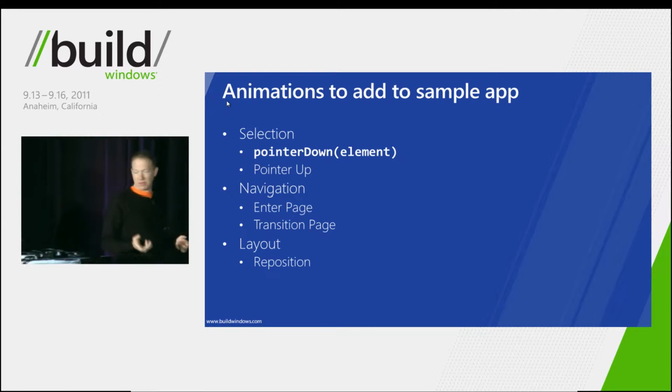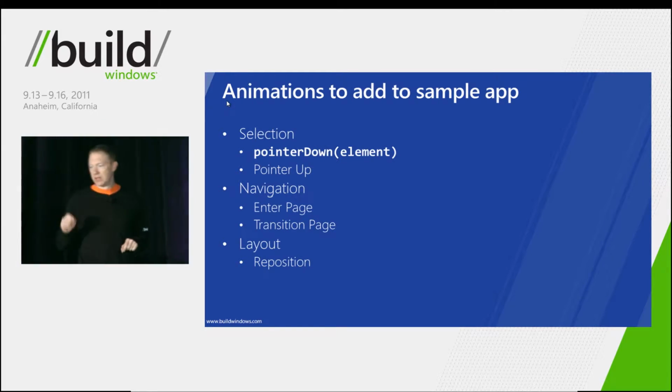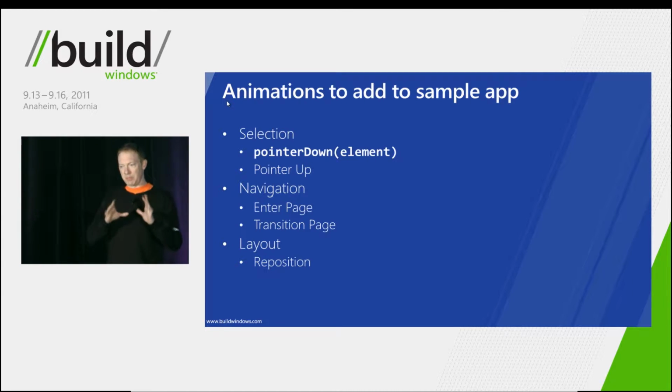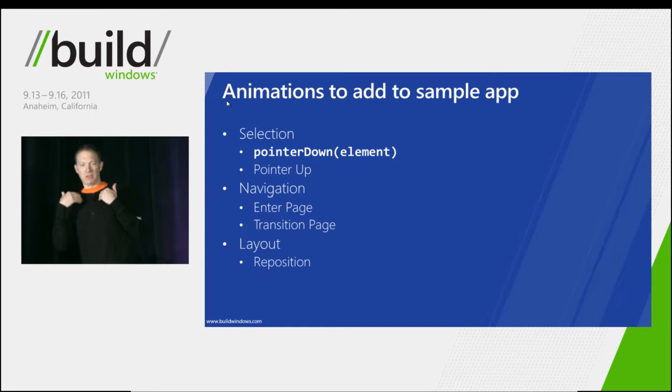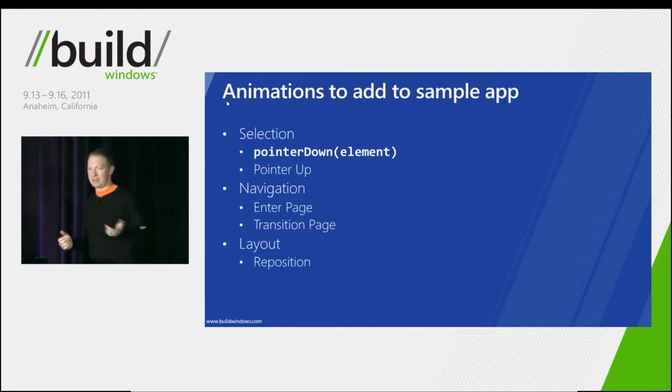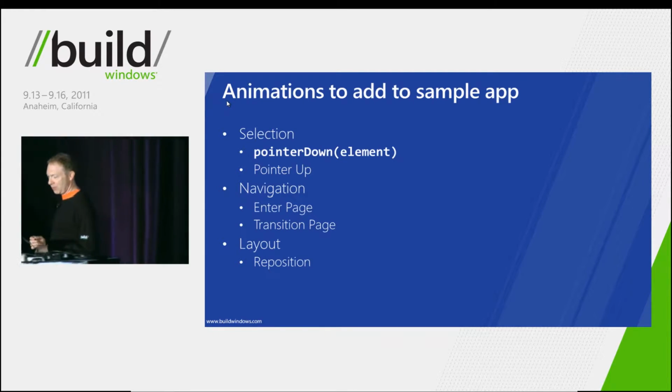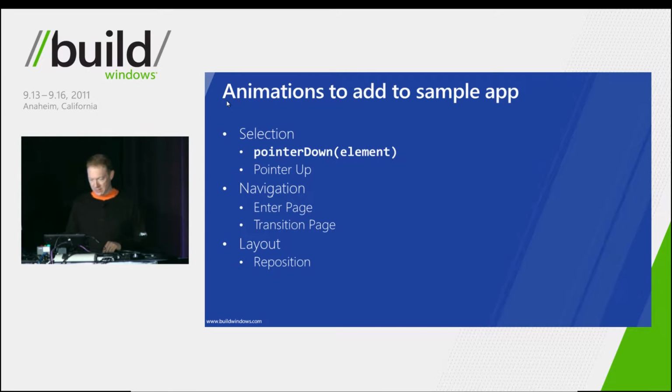The API for the first one we're going to cover is pointer down. So when the user clicks or touches on that puzzle, like the cat, we want to give the user visual feedback that that's happening. The API is written on the slide. It's straightforward, pointer down, and you pass the element you actually want to animate.